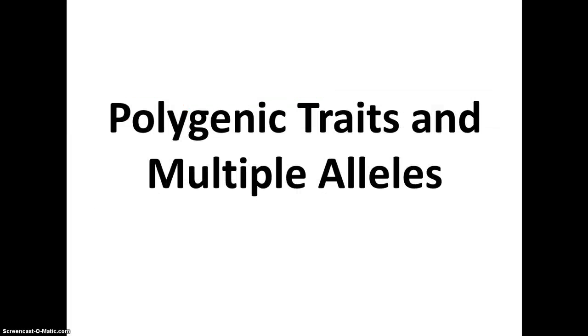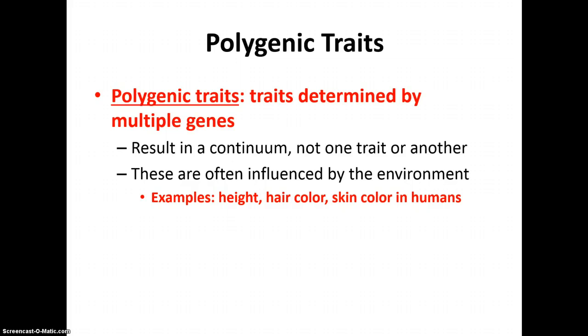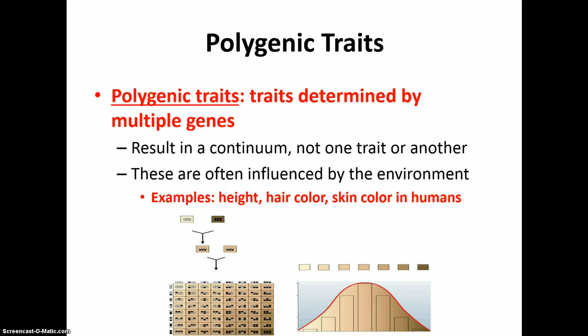Now we're going to talk about polygenic traits and multiple alleles. Polygenic: poly means many, genic relating back to the genes. A polygenic trait is a trait that is determined by multiple genes. The example we have here is skin color. You don't have just two different shades of skin color, but a whole continuum of skin colors. They're often influenced by environment.